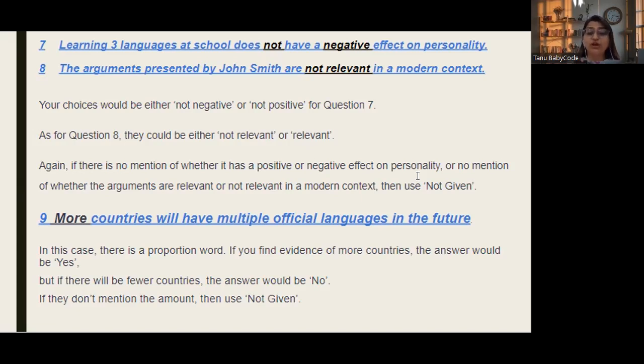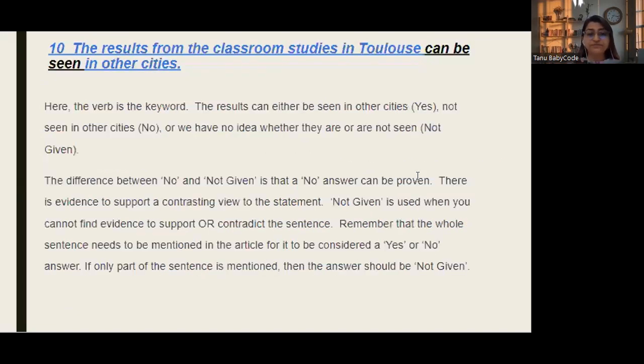But if they do not mention the amount, more countries, less countries, few countries, then you would use not given. Clear? I hope I'm clear here. Look at the 10th one also. The results from the classroom study in Toulouse can be seen in other cities. Now here, the verb is the key word, can be seen. The results can either be seen in other cities.